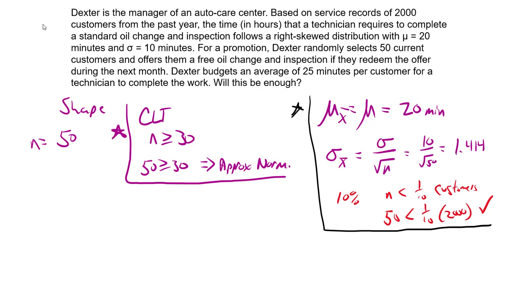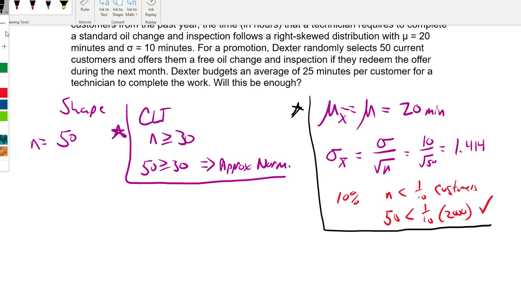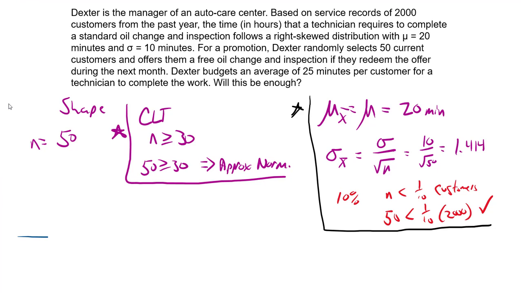All right, so let's do something else. Let's calculate the probability that the average time it takes to complete the work exceeds 25 minutes. So let's find the probability that it exceeds 25 minutes. Again, we're going to do that just like we've been doing. We know it's approximately normal, so we can simply take this and draw out our curve.